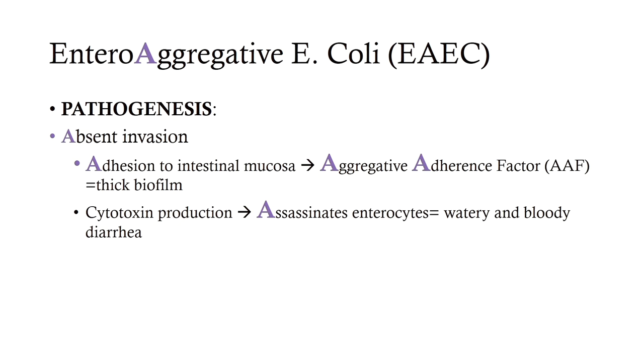It's usually just our immune system that gets rid of it. So it also produces a cytotoxin. So it adheres, but it produces a cytotoxin, which assassinates enterocytes. And that can cause the watery and bloody diarrhea, as to why this is part of this inflammatory and bloody diarrhea section.